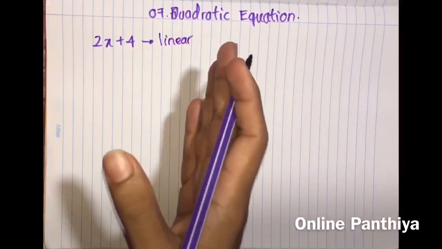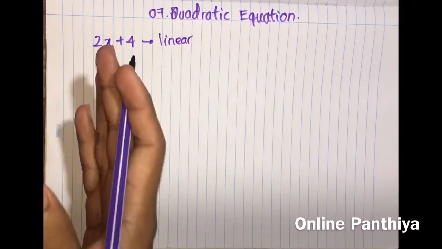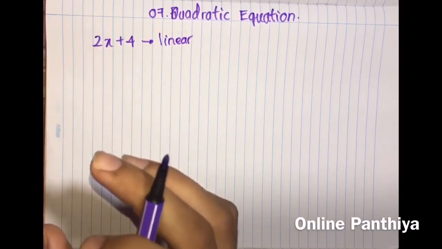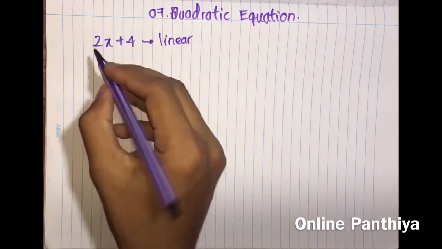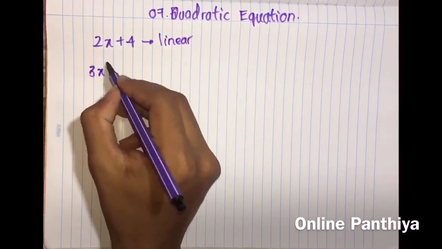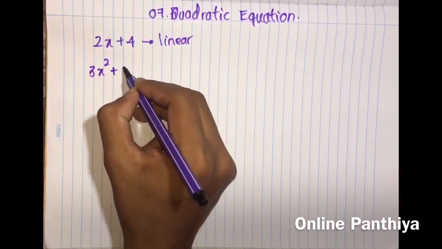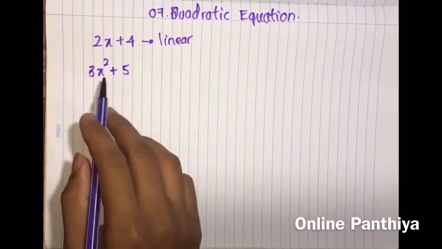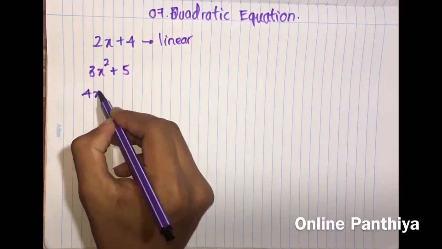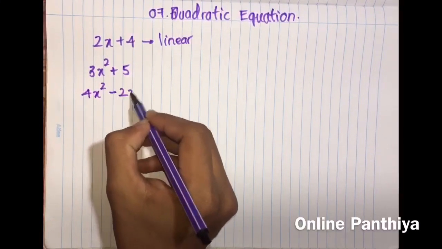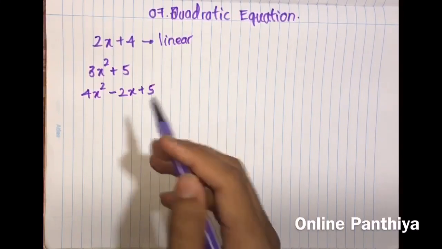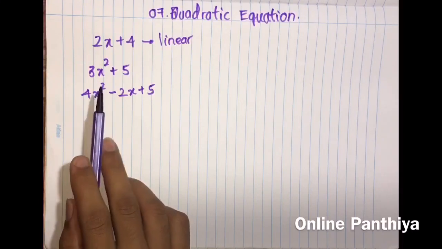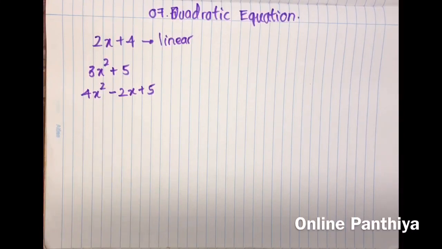Now this quadratic equation is just like this equation, but somewhere in the equation the maximum power x can take is to the power 2. For an example, 3x squared plus maybe 5. Understand? The maximum it can take is x squared. It also can have equations like 4x squared minus 2x plus 5. What is the requirement for a quadratic equation? The only thing is that the maximum power x can take is to the power 2.